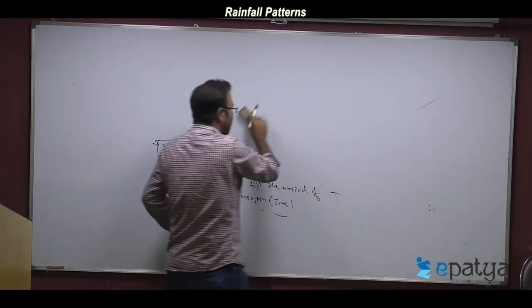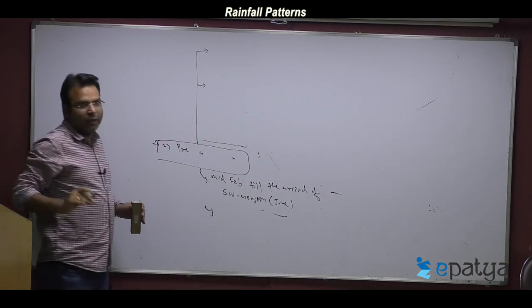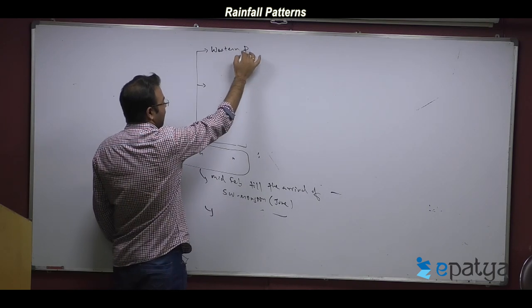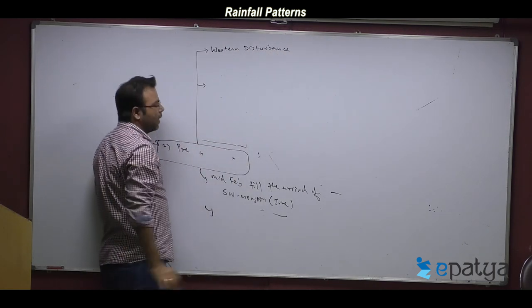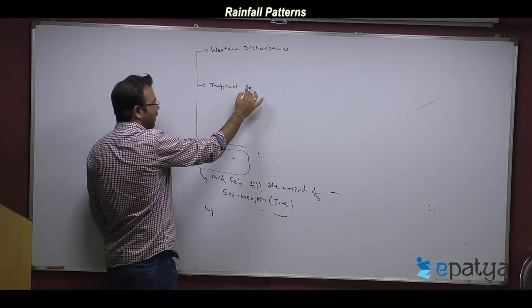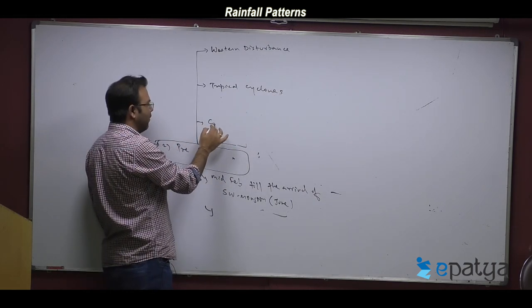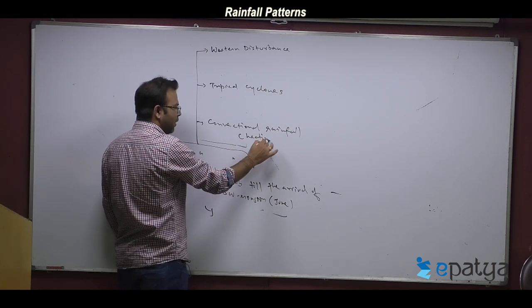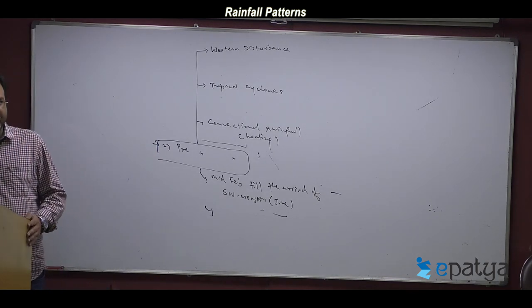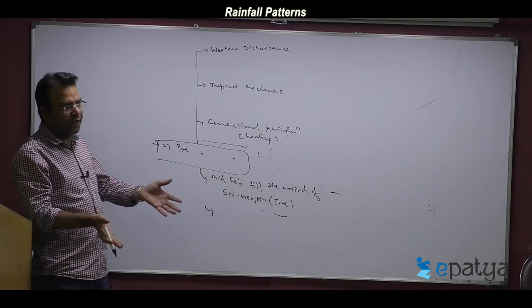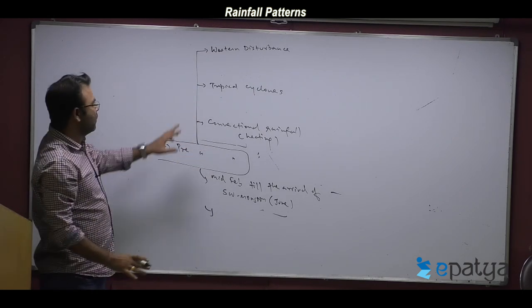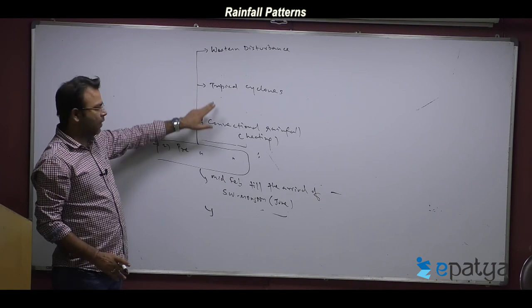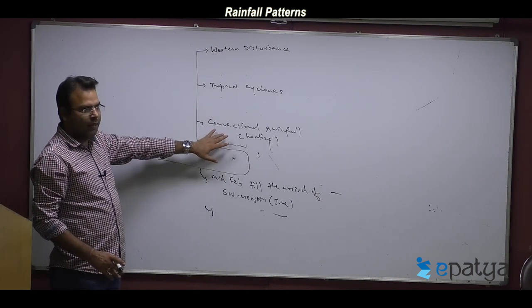This pre-monsoonal rainfall occurred by two or three processes. One reason is western disturbance. Second reason is tropical cyclones. Third is convectional rainfall by heating. Simple. Convection process is by heating. Like during summer, when intense heating happens, water vapor rises vertically upward, cloud formation and rainfall. So there are three ways pre-monsoonal rain can occur: western disturbance phenomena, tropical cyclone, and third, convectional rainfall by the intense heating during summer.